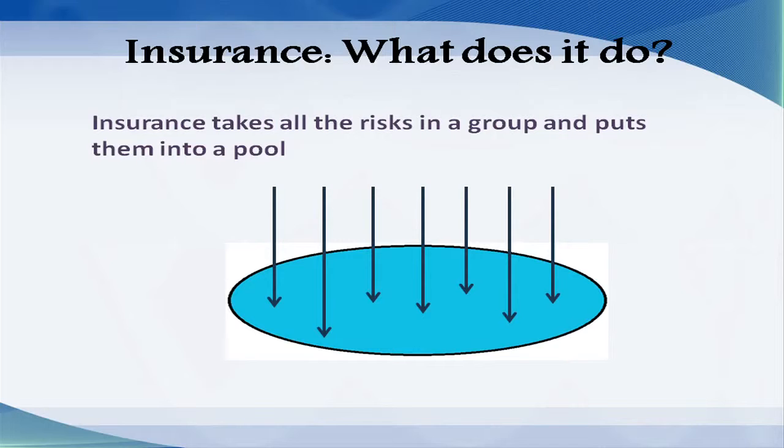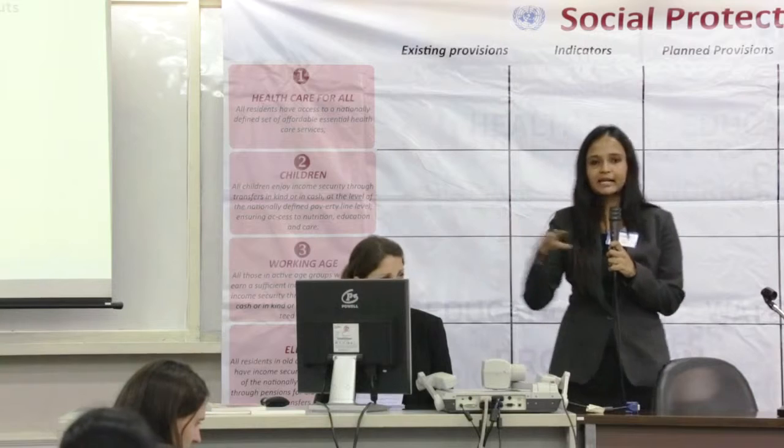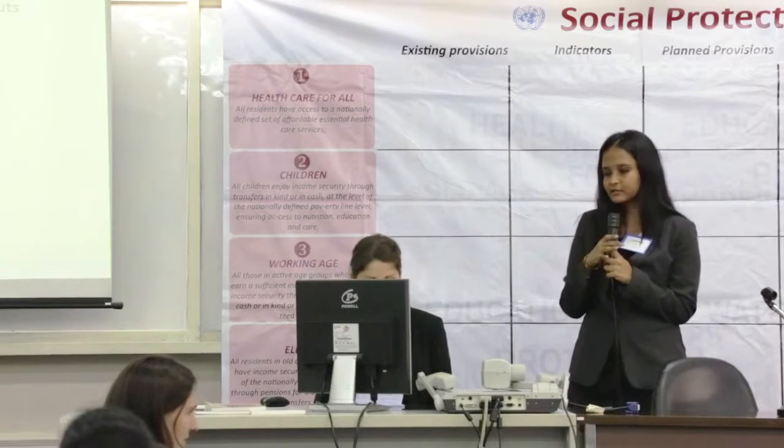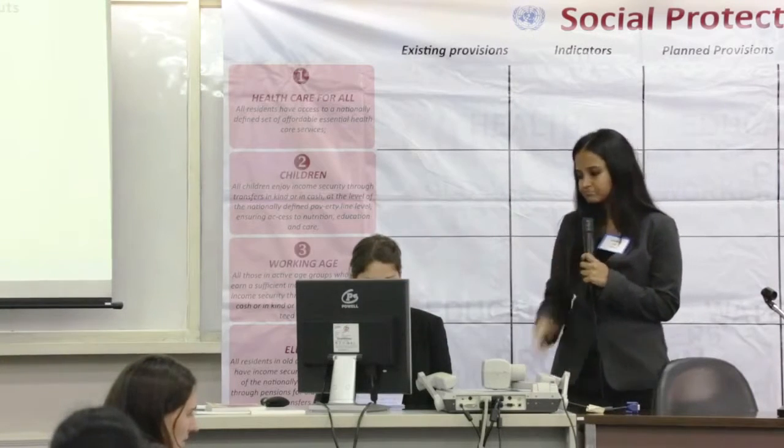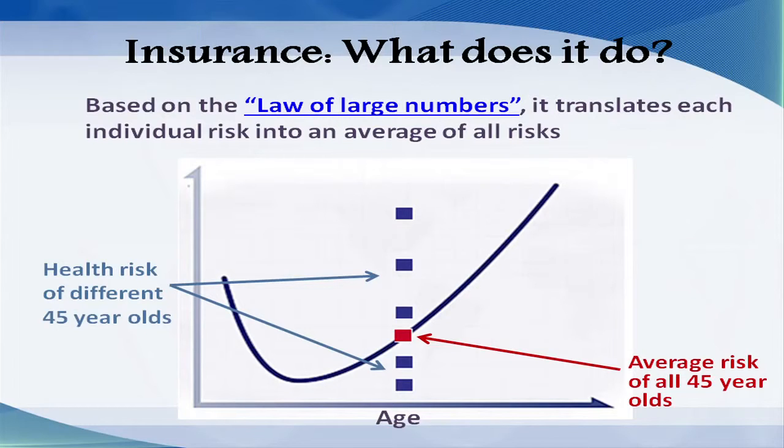So what does insurance do? Insurance collects all the risk in a community or society and puts it into a single pool of risk. In this pool you have the health risk of each and every person in the huge society. Based on the law of large numbers, it is able to predict the healthcare expenditure of a single individual. Now how does it do that?